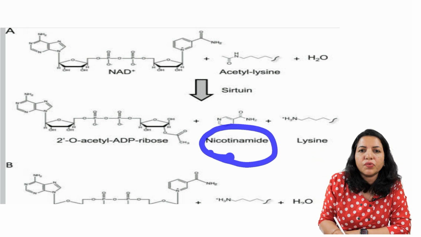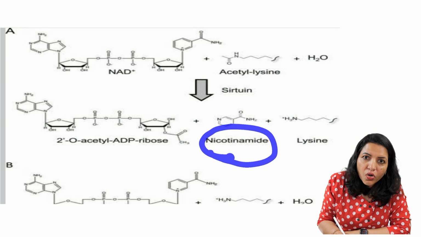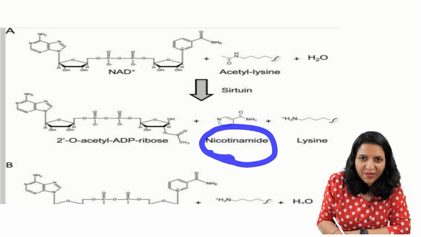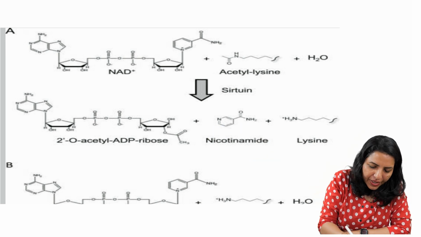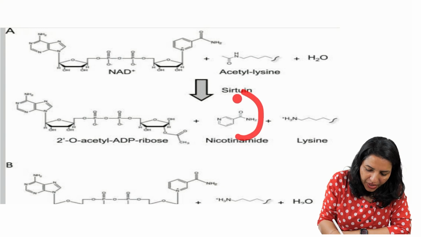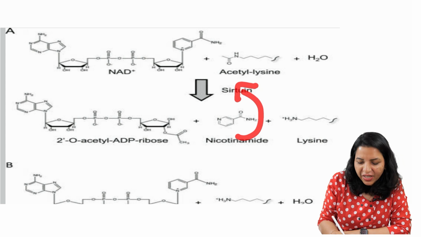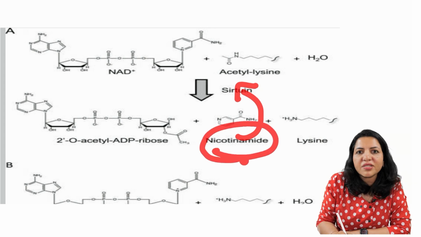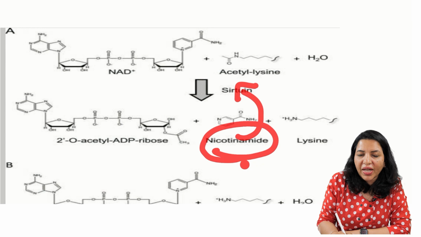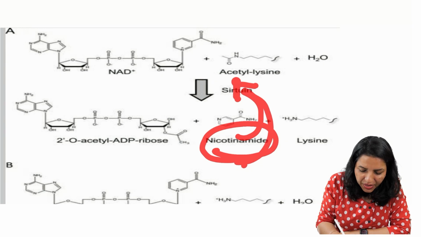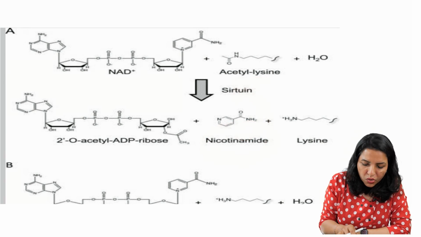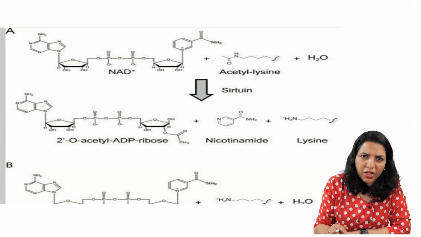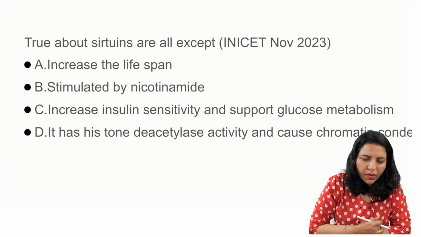By this reaction, what you can see is nicotinamide is a product. Now what is the action of a product on the enzyme? The product usually inhibits the enzyme activity, right? So nicotinamide is not something which stimulates sirtuin activity. Nicotinamide is something which decreases the sirtuin activity. So that is one of the options in that question. Now we will go back to that question and see the answer.